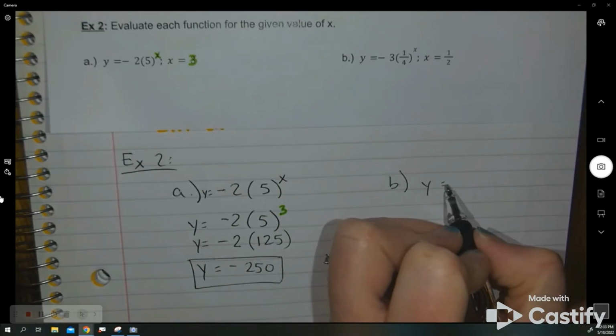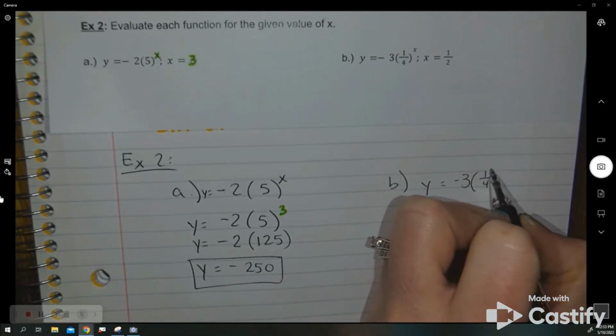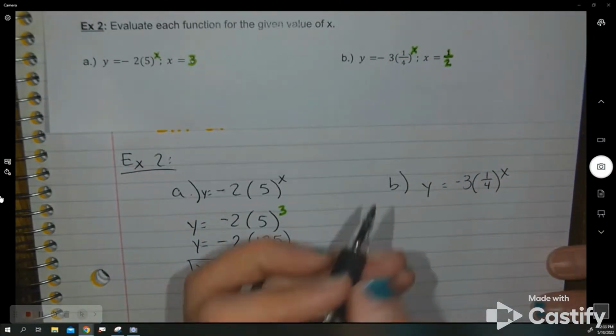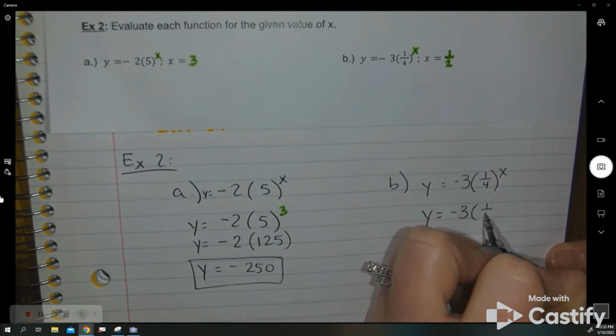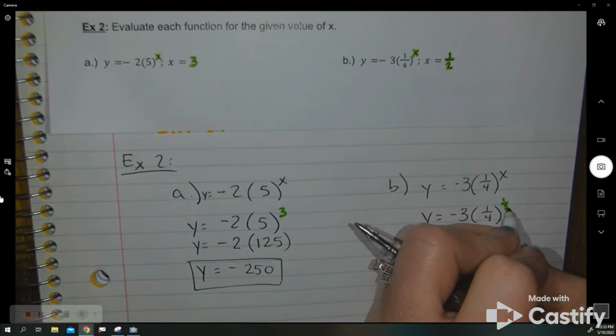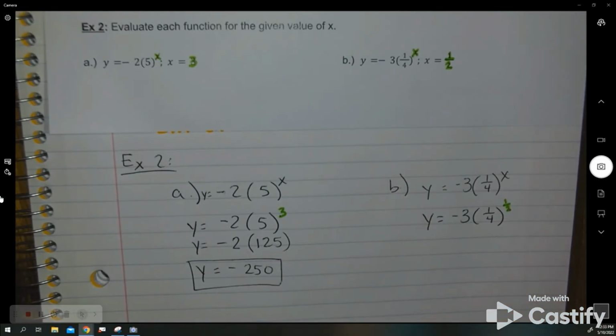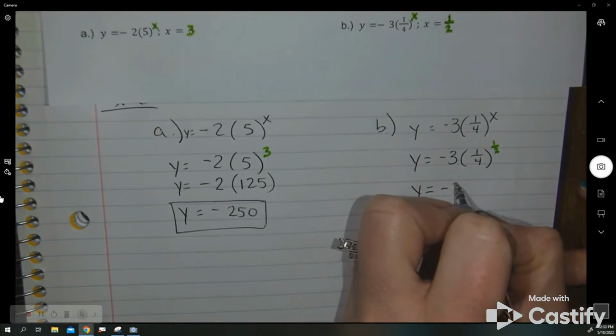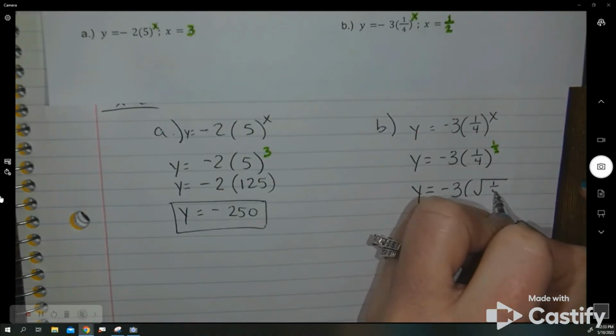For part B, we have y equals negative 3 times 1/4 to the x power. Again, this time we're going to replace x with 1/2. So I have y equals negative 3 times 1/4 to the 1/2 power. Now, if we think about our previous knowledge of exponents, remember that when we have something to the 1/2 power, it's the same thing as taking the square root of that number. So we've really got y equals negative 3 times the square root of 1/4.